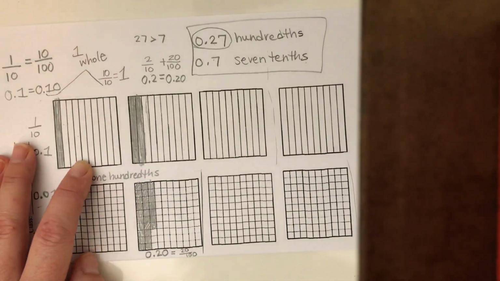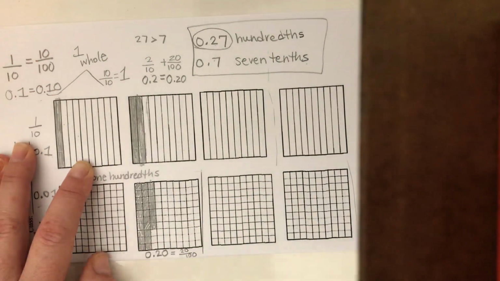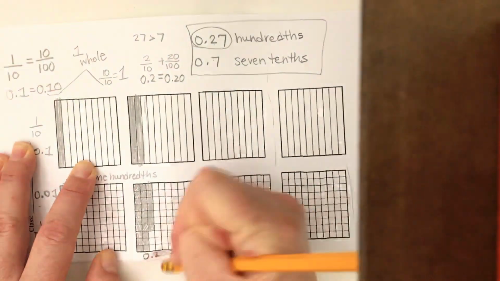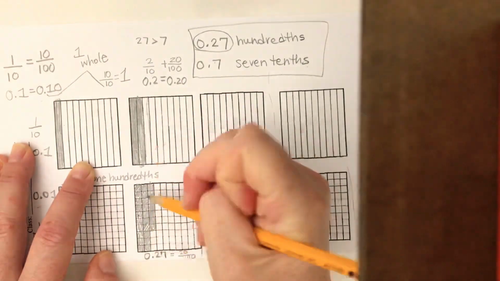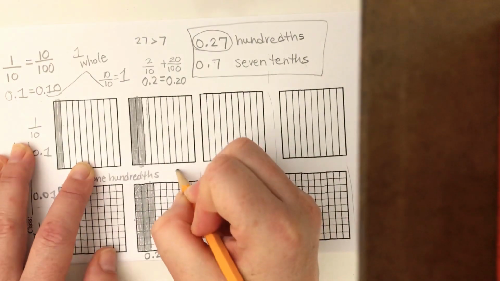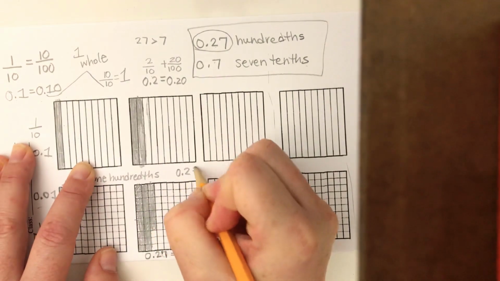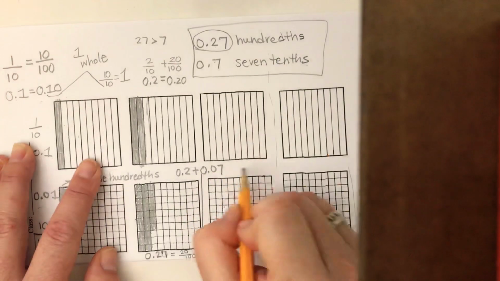And then what do you notice? Hopefully you'll notice that less than half of the squares are shaded in. So now we can say that this represents 2/10 and 7/100. So another way to think about this is, this could be written as 2/10 plus 7/100. We call that expanded form.